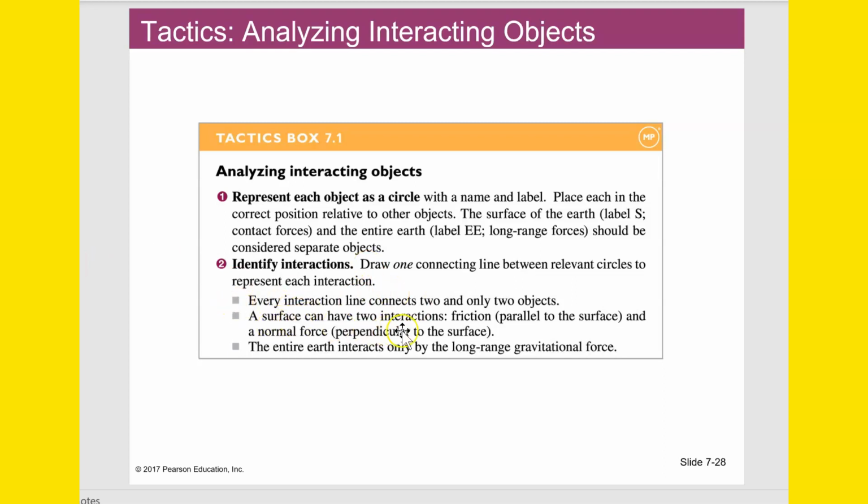A surface can have two interactions, so you may have to draw two lines to show that. Friction would be one interaction, and normal force would be a whole different interaction, although it's between the same two things. Okay?